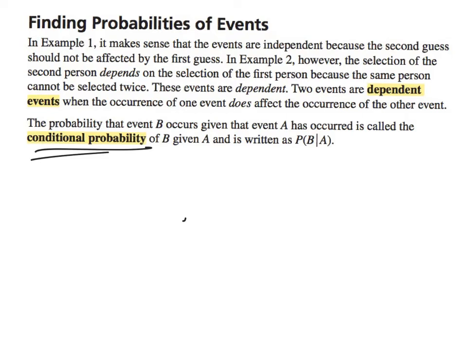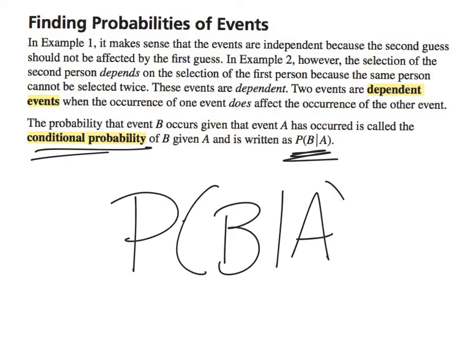The probability that event B occurs given that event A has already occurred is called the conditional probability of B given A. So this is what it looks like. The probability of B given that A has already happened. So again, the probability of event B happening once A has occurred. Okay? That's conditional probability. It's dependent. We depend on what happened in A before B actually happens.